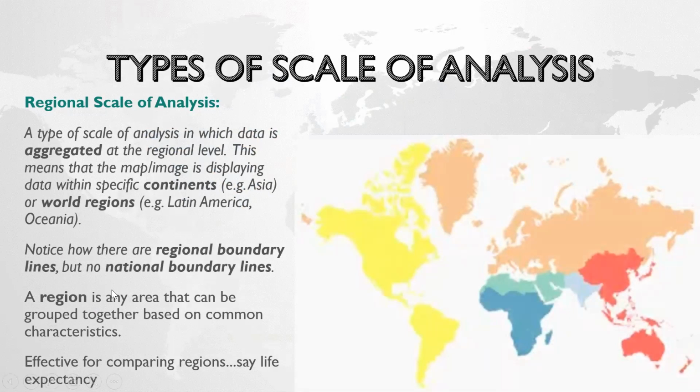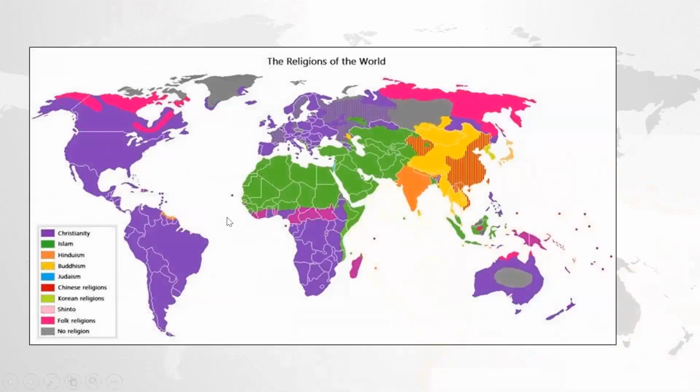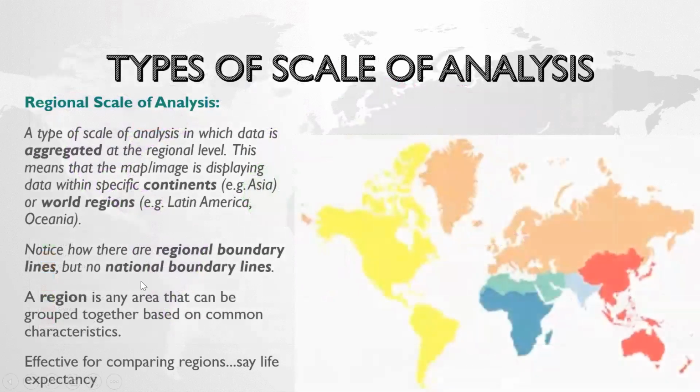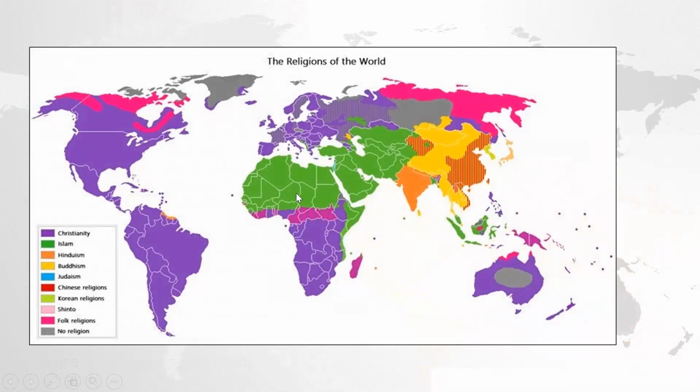We'll talk more about regions later, but a region is any area that can be grouped together based on common characteristics. So a regional scale of analysis is super effective for comparing regions, say for life expectancy. So this would be a regional scale of analysis, even though we can't see the countries here. The data isn't organized by countries, it's organized by regions, by specific characteristics.